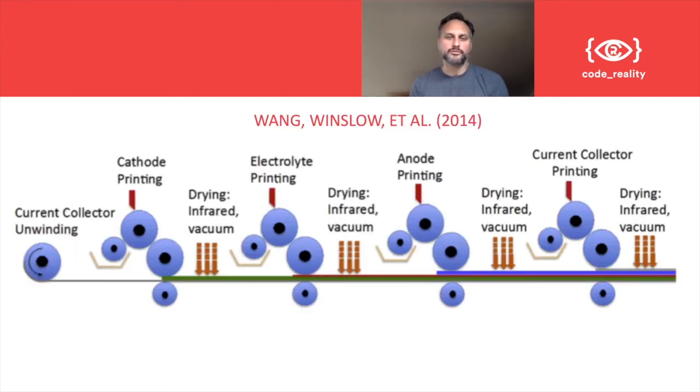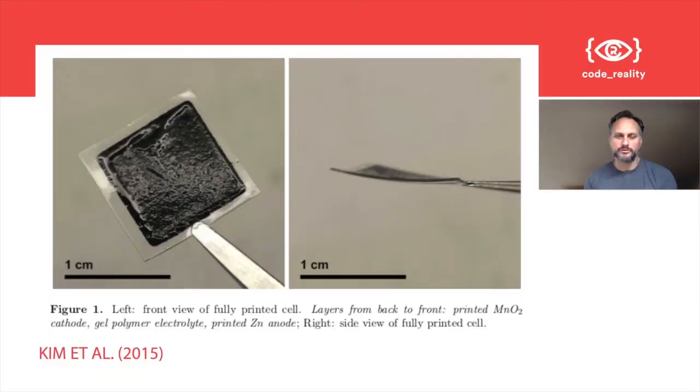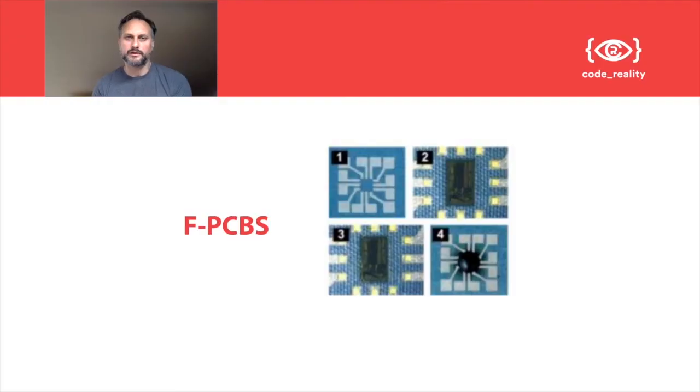To do that, we have to run a process depicted here. We print a cathode first, then the electrolyte, then an anode, then the current collector, and that looks like this. This is an example from Kim and others. Manganese oxide, zinc battery. It also allows the creation of fabric PCBs. Well, they wouldn't be called breadboards really anymore, but fabric integrated circuits.